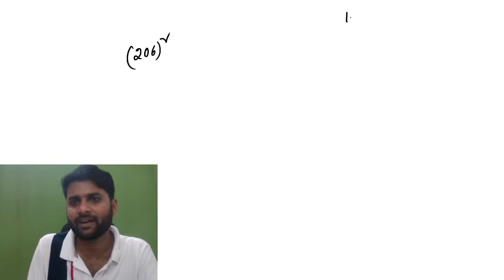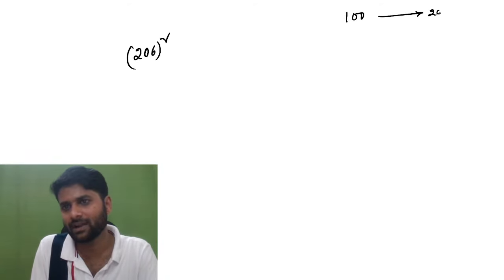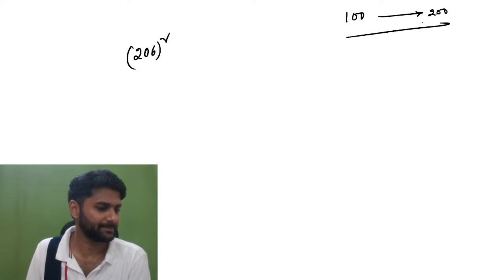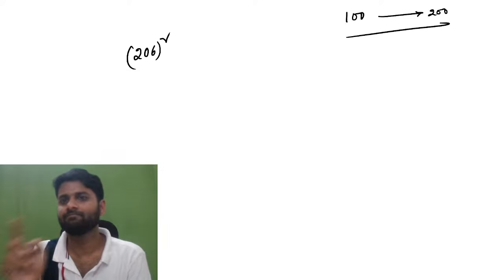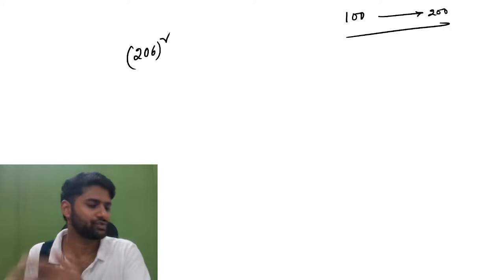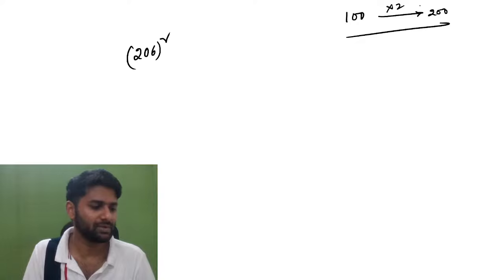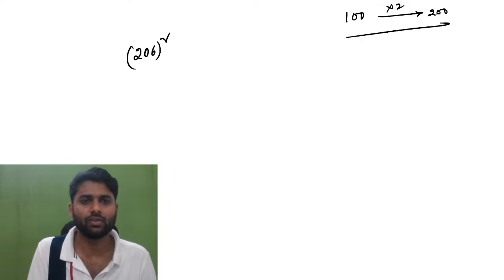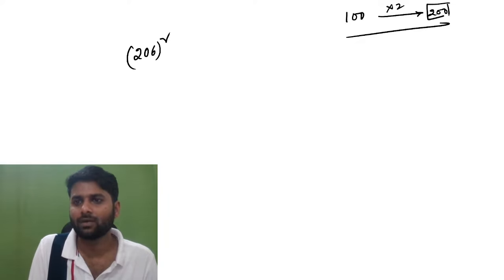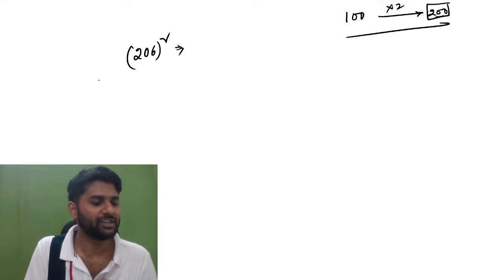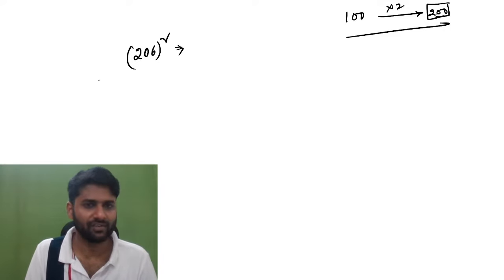Now instead of 100, you have to consider 100 becoming 200. So base 100 we are forwarding to 200. Now you know that 100 multiplied by 2 becomes 200. Now our base is 200. We need to identify what is the 206 square value.